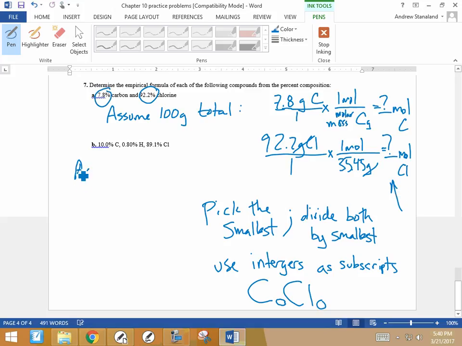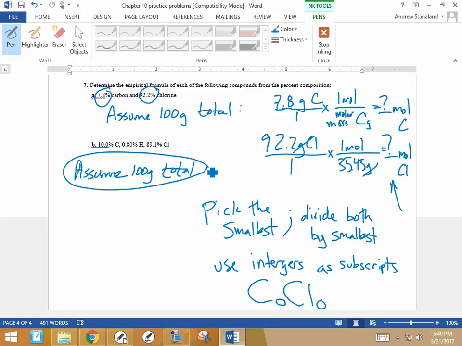Assume 100 grams total. Use your percents, convert it to moles, divide by the smallest number of moles to get whole numbers, and then use those integers as subscripts.